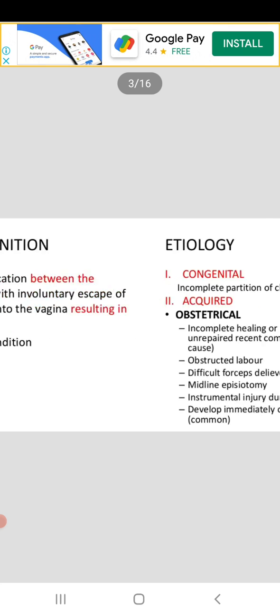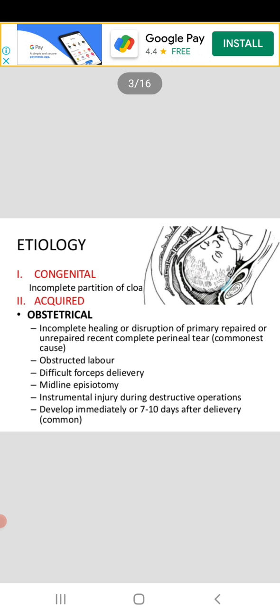It is the abnormal communication between the rectum and the vagina. Recto means rectum, vaginal means vagina, from the word itself we can say that. There is abnormal communication with involuntary escape of flatus, air and feces into the vagina, resulting in fecal incontinence, a socially disabling condition. Then etiology: congenital and acquired.